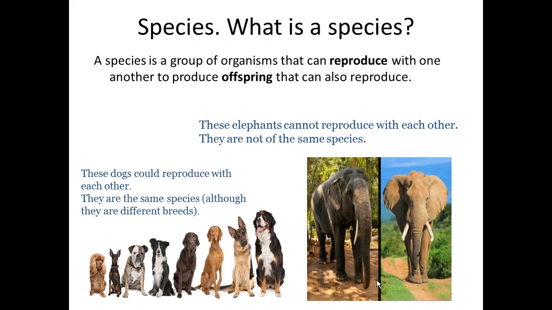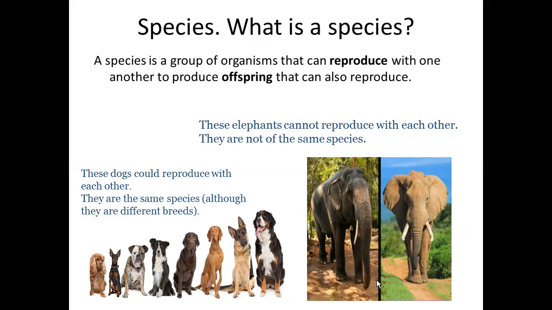I've just mentioned a new keyword, species, but what does it mean? A species is a group of organisms that can reproduce with one another to produce offspring that can also reproduce. In this picture, you can see 2 different species of elephant. They cannot reproduce with each other because they belong to different species. Instead, these dogs belong to the same species, so they can reproduce with one another to produce offspring that can also reproduce.